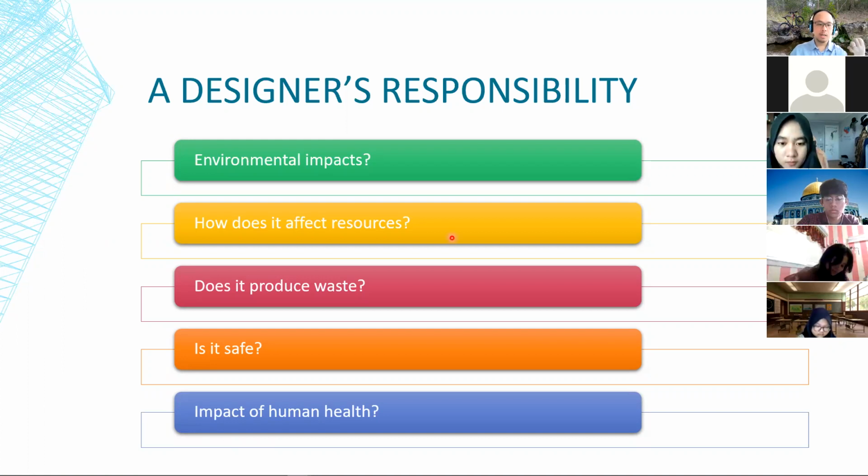The second question, how does it affect resources? How does the product that you design affect the availability and the sustainability of scarce materials?